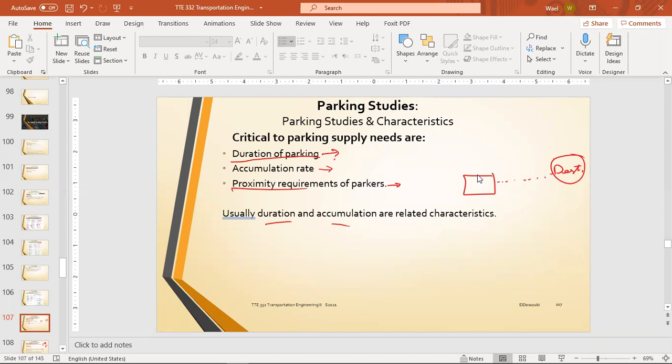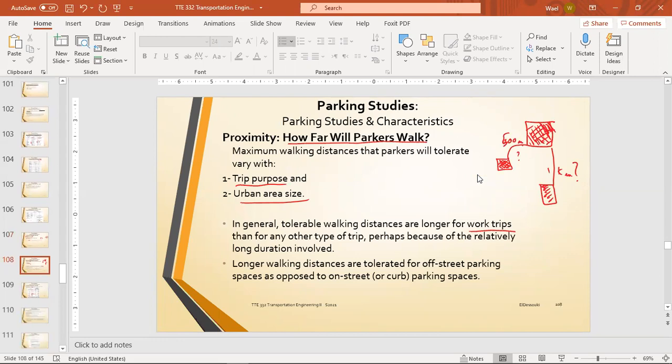Usually duration and accumulation are related characteristics, so these two are related to each other. For proximity, how far will parkers walk? That depends on how much they can tolerate. It depends on the trip purpose.